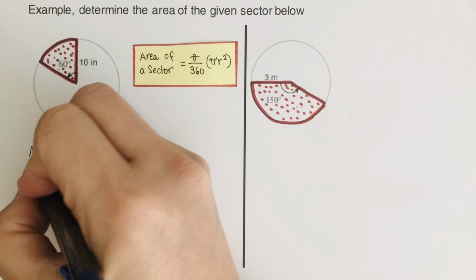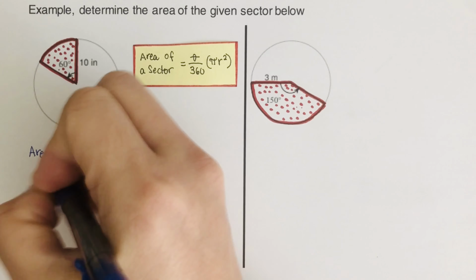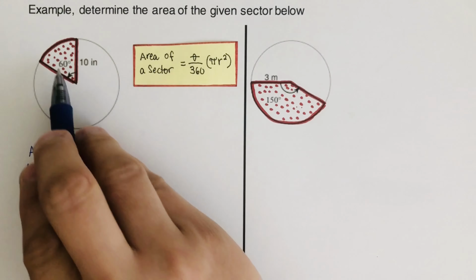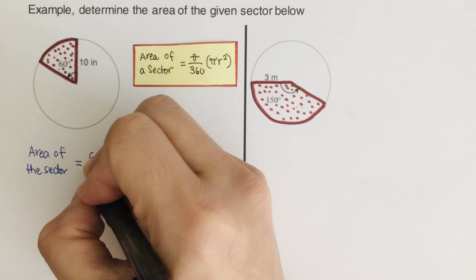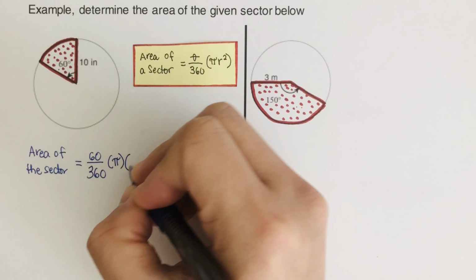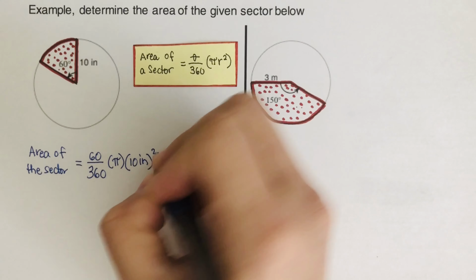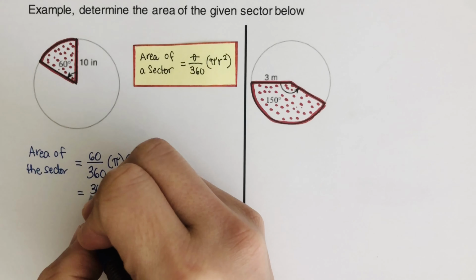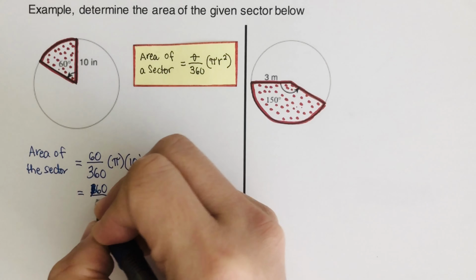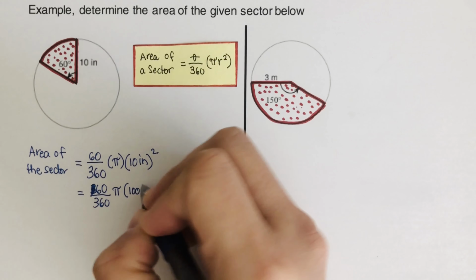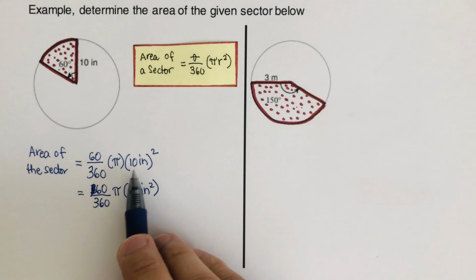The area of this specific sector would be equal to theta, which is 60, so that is 60 over 360, times pi, times 10 inches, and then we square it. So that's 60 over 360, and then pi times 100 inches squared. I squared the 10, so 10 times 10 is 100.